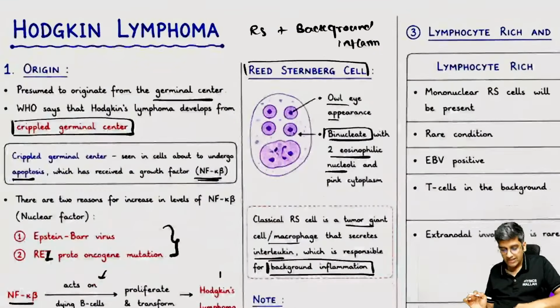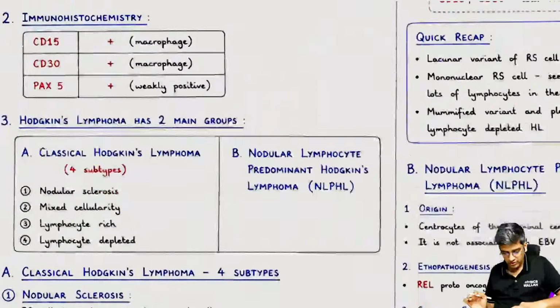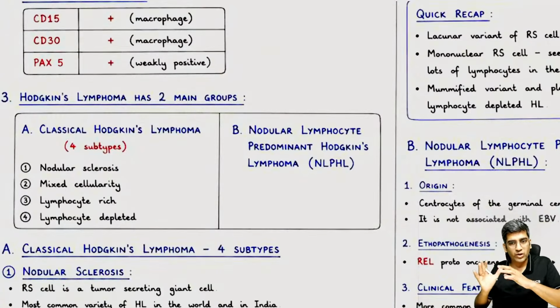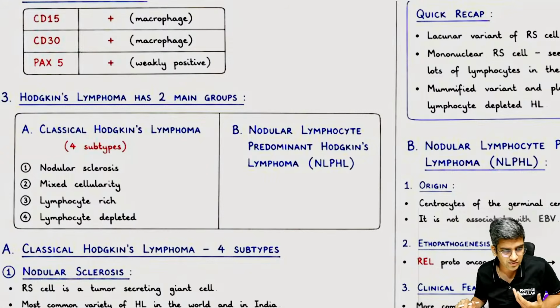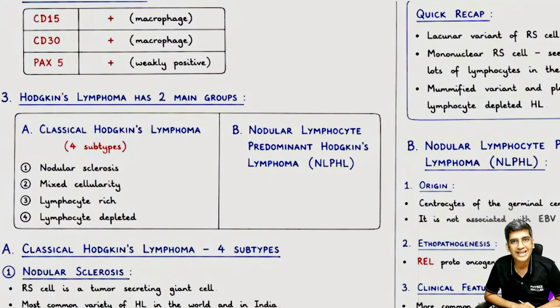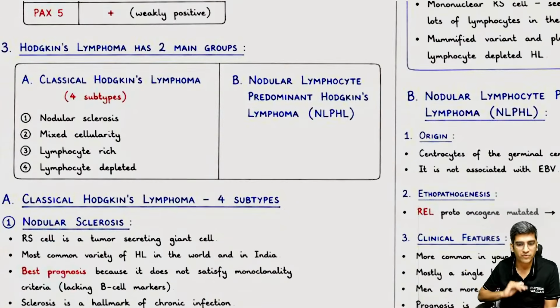So now we classify Hodgkin's lymphoma into two broader categories. One, we call classical Hodgkin's lymphoma. Definitely there'll be a revision on this; don't worry about it. The other, we call NLPHL, or nodular lymphocyte predominant Hodgkin's lymphoma. These are the two main groups of Hodgkin's lymphoma.